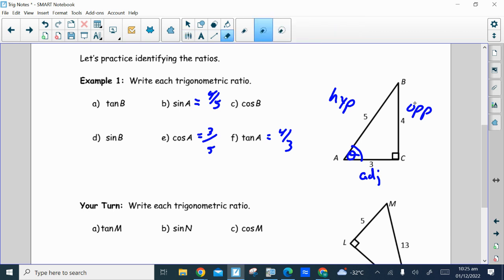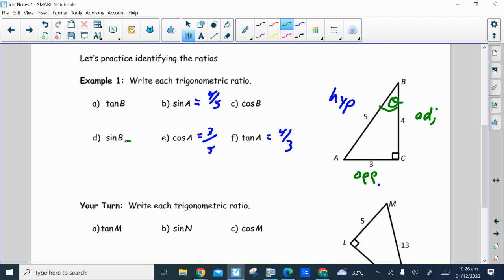Now, what if we want to do it from angle B? So now we're going to work from angle B. B will be theta. It doesn't change the hypotenuse. The hypotenuse is always the side across from the right angle. But now the side across from angle theta, that's 3, that is the opposite. And the other side that's left now becomes the adjacent. So now we can write our three ratios for angle B, starting with the sine. Sine is opposite over hypotenuse. That'll be 3 over 5.